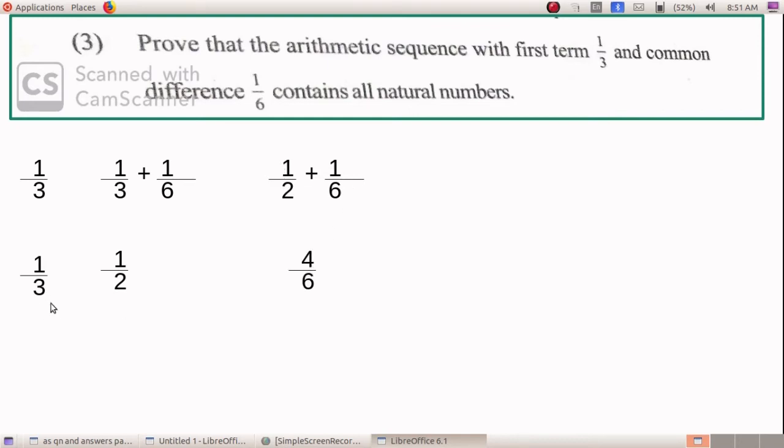Therefore, first term is 1 by 3, second term is 1 by 2, third term is 4 by 6, plus 1 by 6 will be 5 by 6. 5 by 6 plus 1 by 6 will be 1.